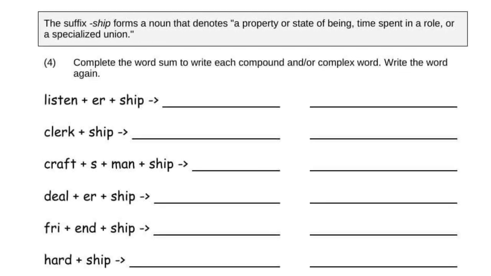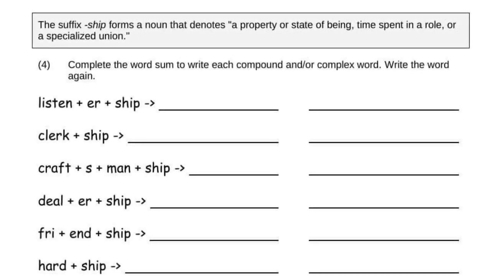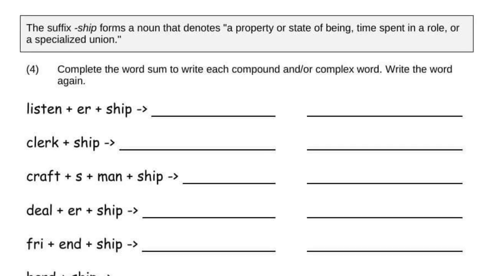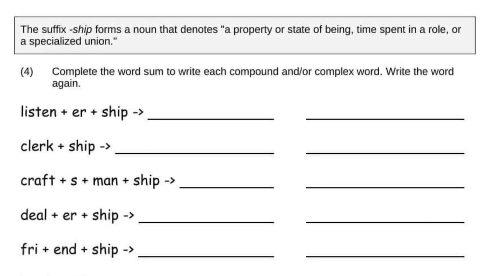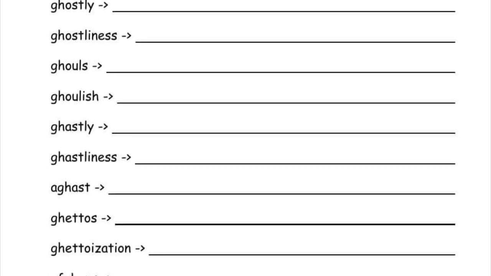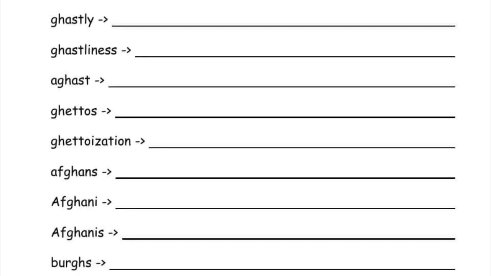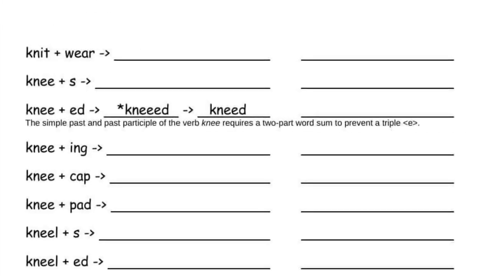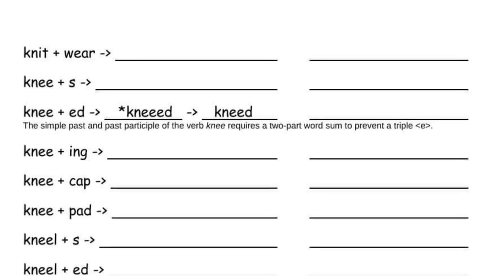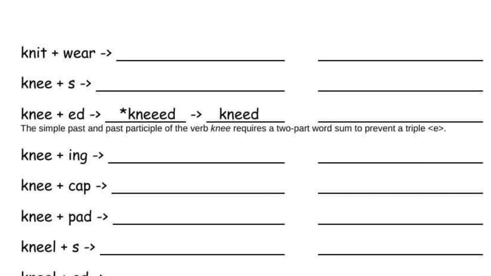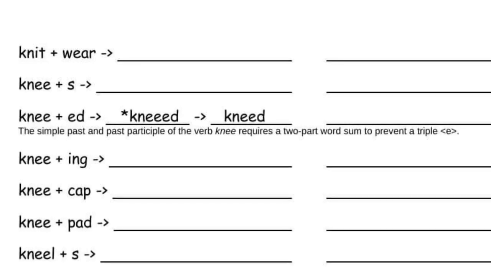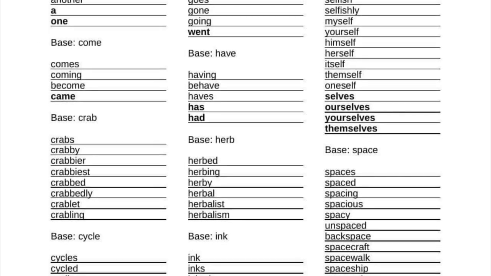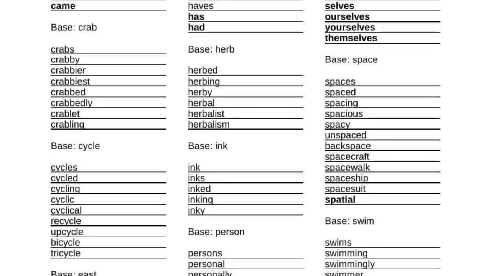Listen plus ER plus ship is listenership. The suffixes ER and SHIP attach to the base listen to form the noun listenership. Students also find the morphemes in complex words by writing word sums and learn to work with word sums that contain more than 2 morphemes. In addition to teaching common English suffixes and prefixes, Level 4 includes important spelling rules as well as 2-part word sums. Understanding that words consist of morphemes is essential to understanding the English spelling system.